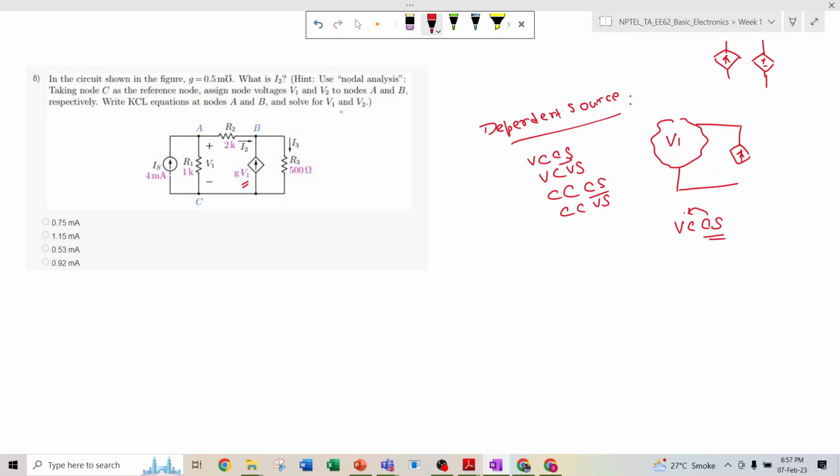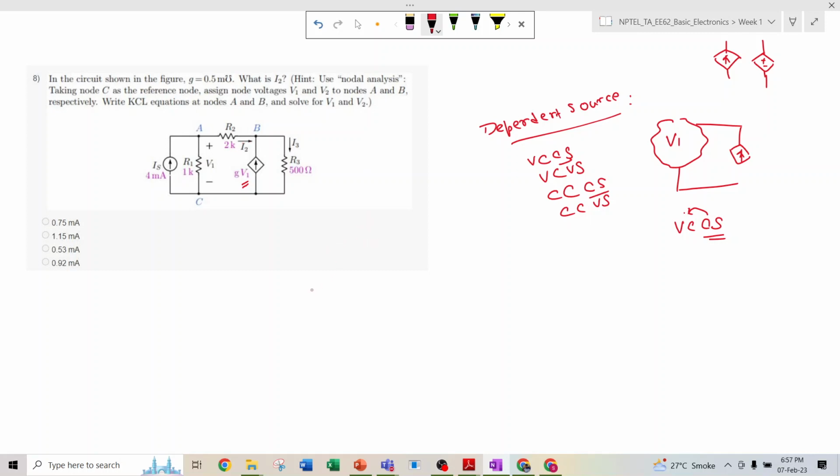Whenever we come across this type of problem, now here in the circuit we have the value of G, which is 0.5 milliohm. Then we need to find the value of I2.